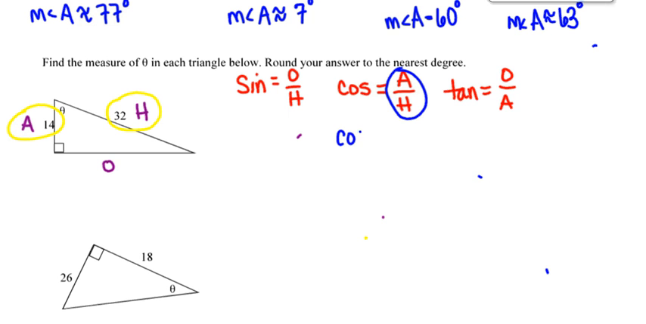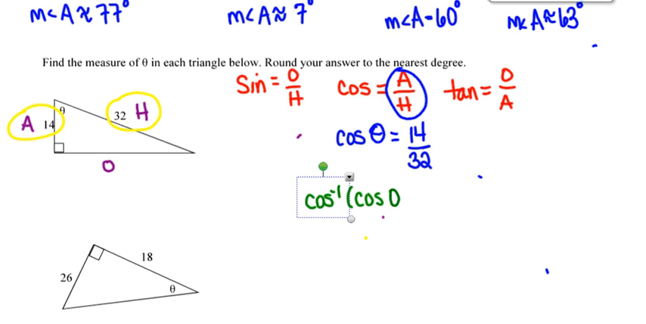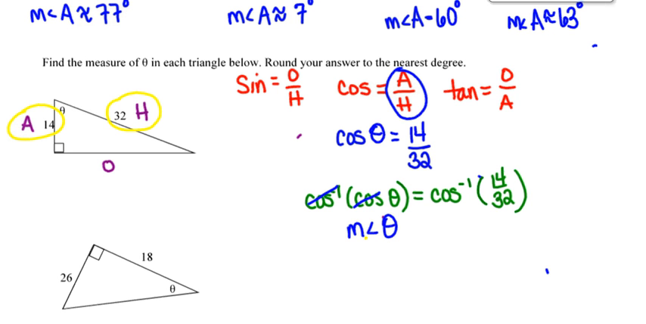So I know that the cosine of my angle theta is equal to the adjacent side, which measures 14, over the hypotenuse, whose measure is 32. To undo taking the cosine of an angle, I'm going to use the inverse cosine feature. And if I do that on the left side of my equation, I also need to do that on the right side of my equation. So a cosine and an inverse cosine cancel each other out, and I'm left with a measure of angle theta.